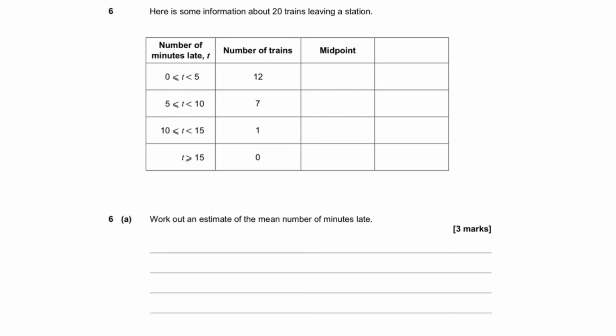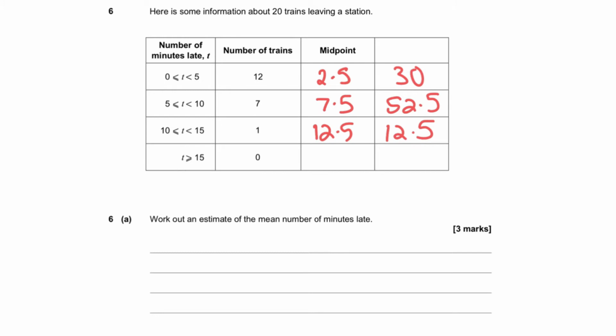So the first thing we're going to do is find the midpoint of the ranges. Between 0 and 5, the midpoint is 2.5 minutes. Between 5 and 10, the midpoint is 7.5 minutes. Between 10 and 15, the midpoint is 12.5 minutes. And then there were no trains that were more than 15 minutes late, so we'll leave the last one. In order to calculate the mean, we need to times the frequency by the midpoint. So 12 times 2.5 is 30, 7 times 7.5 is 52.5, and 1 times 12.5 is 12.5.